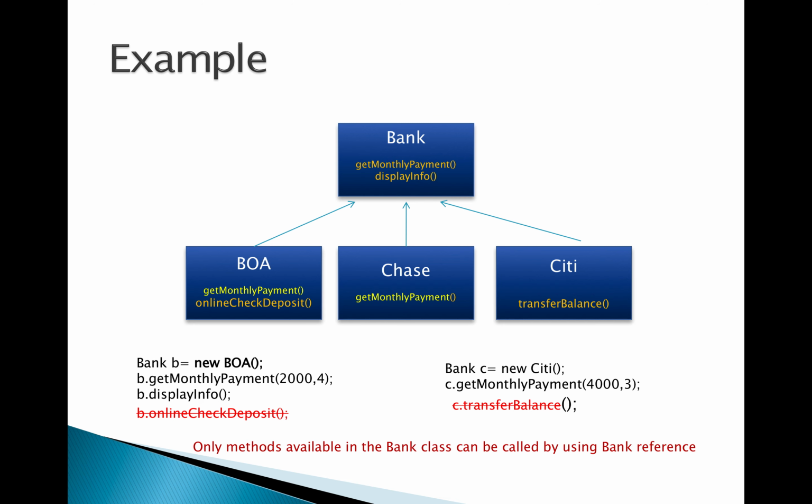So what it concludes is only methods available in the bank class can be called by using the bank reference. If you use a bank reference, you can call only the methods defined in the bank class, not any other class. But actually, whether it is going to call the bank class getMonthlyPayment or the subclass's getMonthlyPayment, that depends upon the object it is getting at runtime.